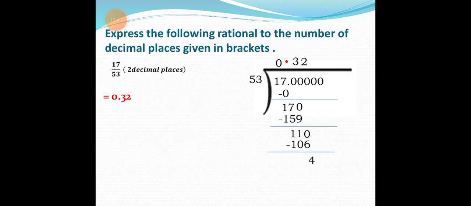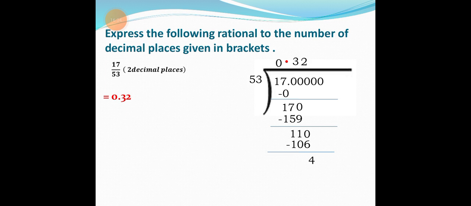Now we're going to express the following rational number to the number of decimal places given in the bracket. It's 17 over 53. Here we have 2 decimal places, so we're going to work with 2 decimal places. Then we're going to put 17.000 and so on in the dividend place, and 53 in the divisor place, and we're going to do the 0 step.